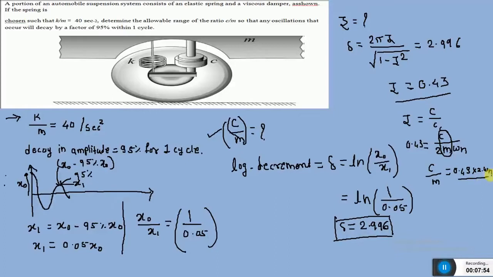Okay, now omega n is not given directly. Instead of omega n, the ratio k by m is given. So we can find out the omega n from this ratio. So omega n is equal to square root of k by m, and that is equal to square root of 40. So this value is 6.32 rad per second. So put this value in this equation. So we will get the ratio C by M.